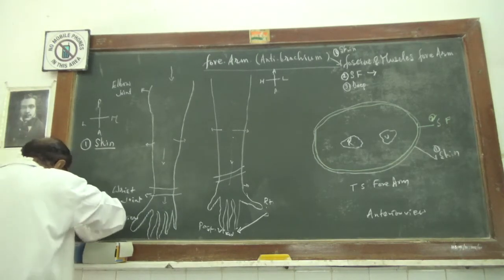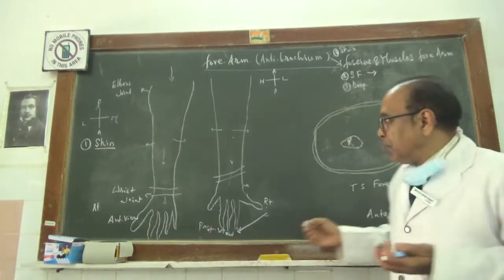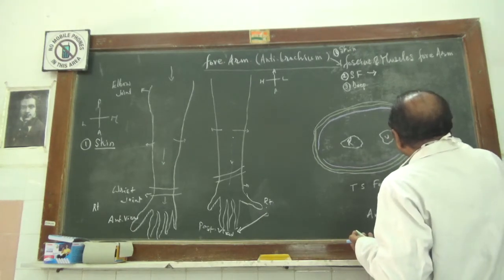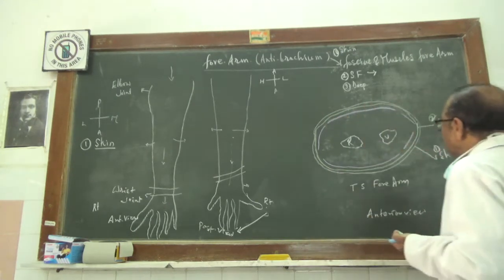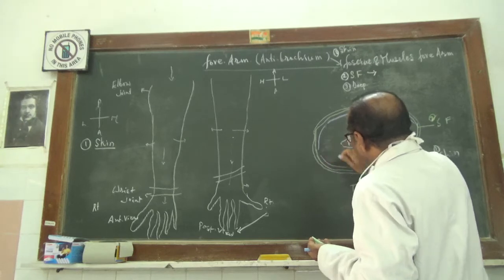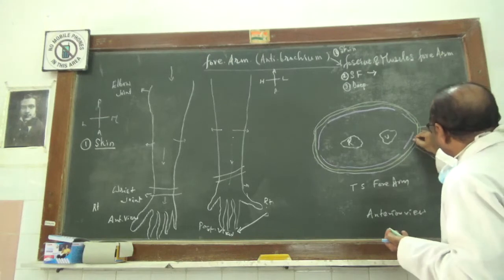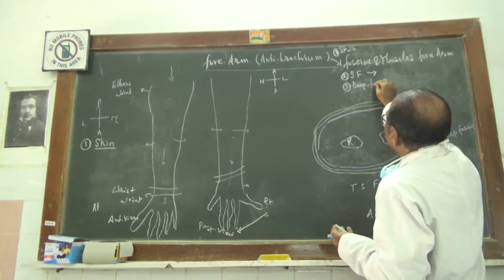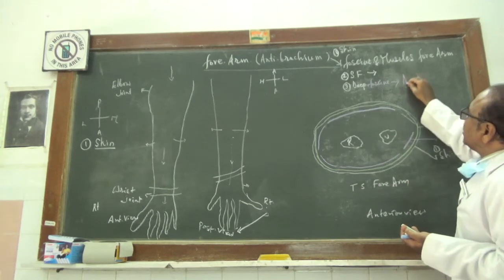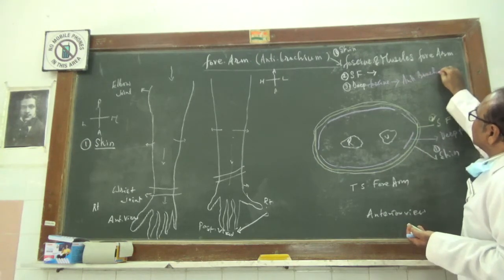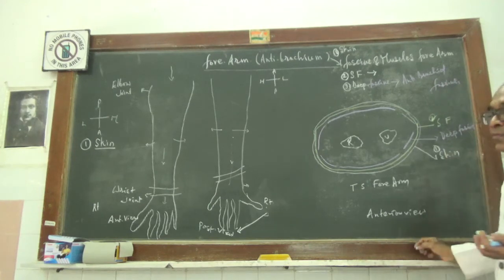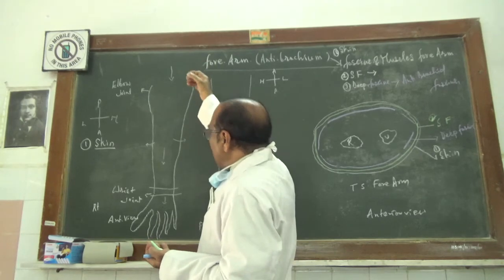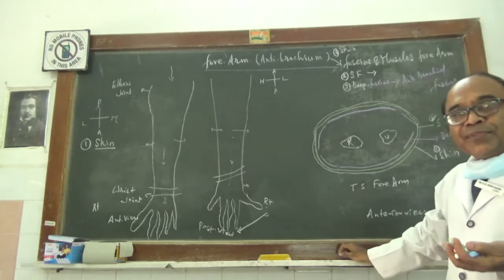Now we have to go to another part that we are explaining at present. I will draw it in purple. That purple is the deep fascia. So this is the deep fascia. The deep fascia of the forearm is called the antebrachial fascia. The antebrachial fascia is the deep fascia of the forearm, which is continued from above, in the front profile, from the deep fascia of the arm.